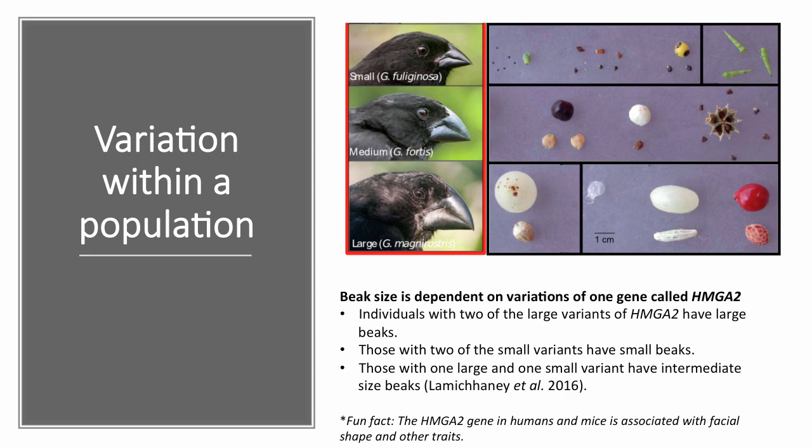Researchers have discovered that beak size is dependent on variations of one gene called HMGA2. Birds with large beaks specialize on eating larger seeds. The diet of birds with small beaks tends to focus mainly on small seeds, whereas those with medium beaks can eat both small and large seeds, but they do better with seeds in between those sizes.